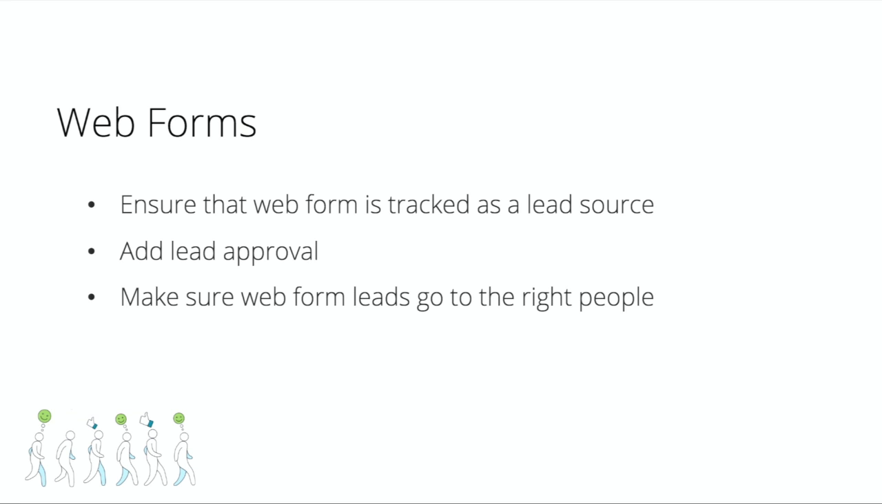And the reason you want to do this is because a lot of junk comes in through web forms, right? Bots will go in and submit random entries. You don't want all of that cluttering up your database. So you can just add this lead approval option, and then you get to go in and say yes or no to let that lead in.